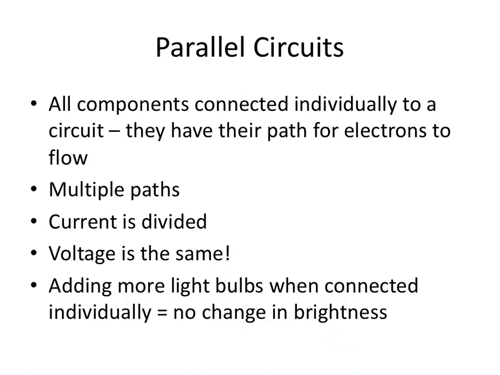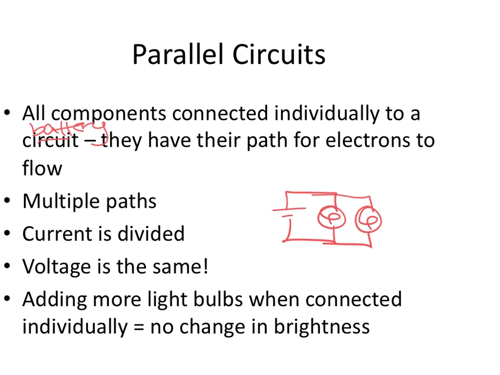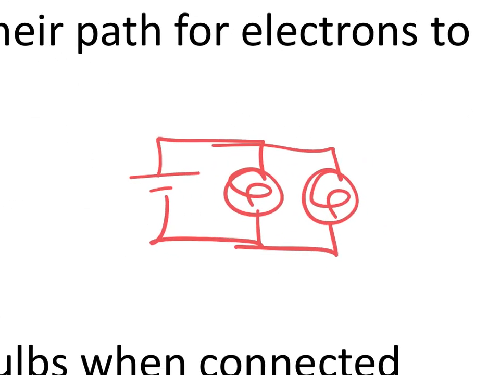All right, so parallel then. Our definition, remember, is that all of our components are going to be connected individually to the battery or in the circuit, okay? So all going to be connected individually. So if they're all connected individually, that means they're all getting the same what? The voltage. I'm going to get the same voltage. Now if you look, how many light bulbs do I have here? 2. I have 1 path here, and then I have another path there.